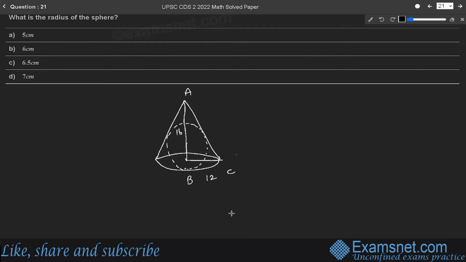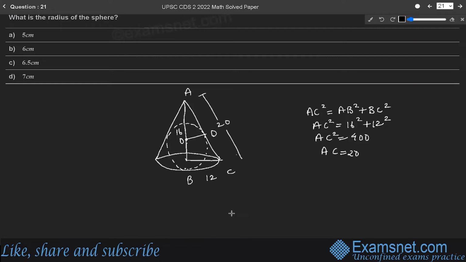Since it is a sphere, it will have a radius. So let this be the radius. Let us name it O and D. Now you can see that AB is 16 and BC is 12. So in triangle ABC by Pythagoras theorem, we can find the value for AC. AC square is equal to AB square plus BC square. Therefore, AC square is equal to 16 square plus 12 square. AC square is equal to 400 and AC is equal to 20. So by Pythagoras theorem, the value of AC is 20.